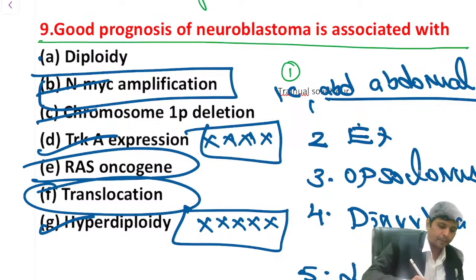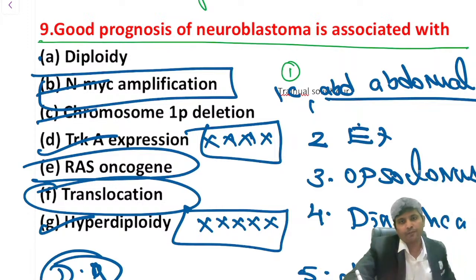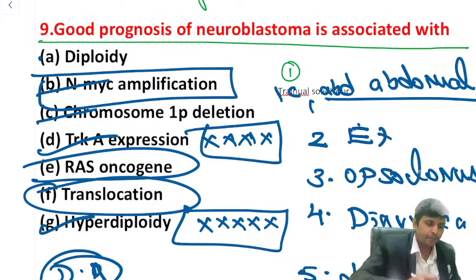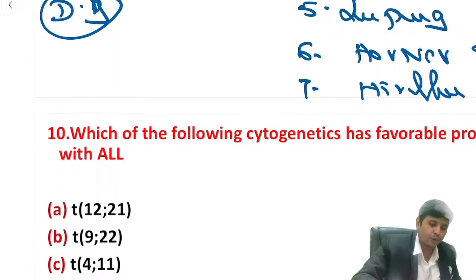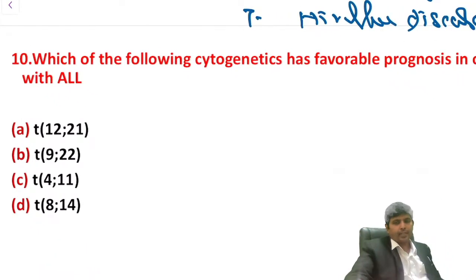All others are bad prognostic factors. So the answer is D and G. Tyrosine kinase A is a good prognostic factor, and hyperdiploidy is a good prognostic factor, whereas all others are bad prognostic factors. Again, ALL, just now we had explained.